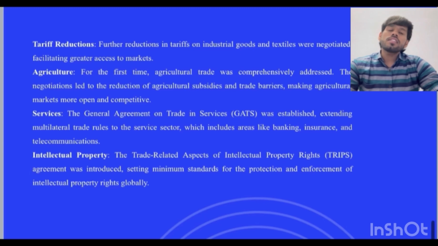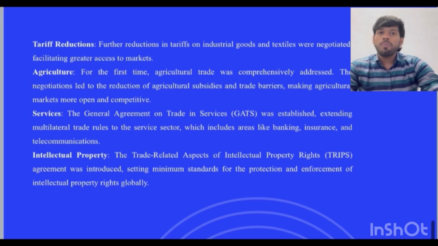And in services, the General Agreement on Trade in Services, GATS, was established, extending multilateral trade rules to the service sector, which includes areas like banking, insurance, and telecommunication. Let us see about intellectual property. The trade related aspects of intellectual property rights, the TRIPS agreement, was introduced, setting a minimum standard of protection and enforcement of intellectual property rights globally.